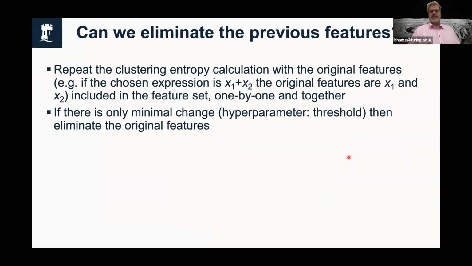So then we repeat that. So we need to then say, have we now eliminated those original features? Have we now extracted all the information, or as much of the information as we can, out of it? So we repeat that calculation with the original features and with the included as well, one by one and together. And if there's minimal change, again, there's a threshold hyperparameter here, then we eliminate the original features.